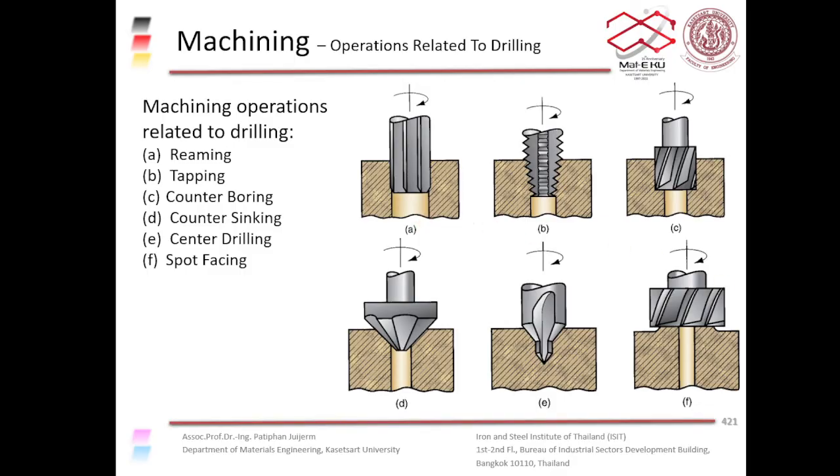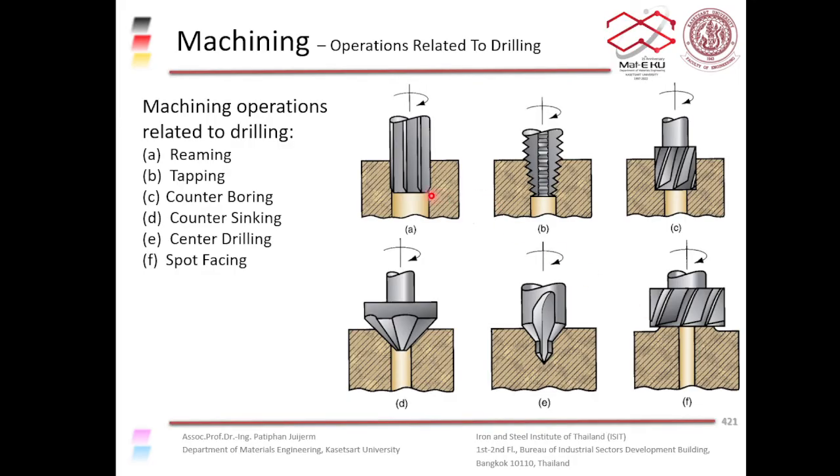Why do you want to widen a hole? Because you want a better tolerance. In drilling, the tolerance is not as good as reaming. So if you want a hole with a tight tolerance, you might first drill a hole and then use reaming to get a good tolerance. You also get a better surface finish inside the hole by using a reamer.